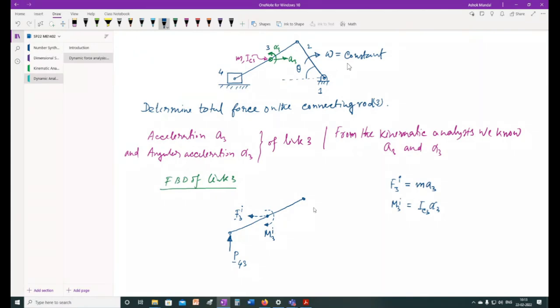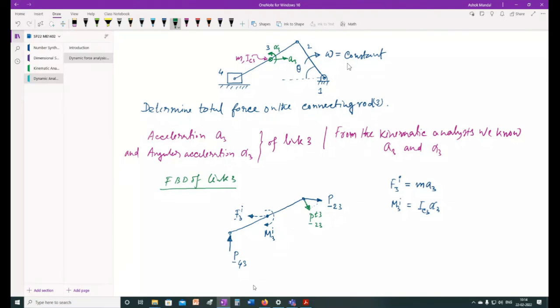Now we have to see what is the joint force acting here. In general, suppose there is a joint force acting here. We are showing it in this direction, though you can show it in another direction also. This is P, the force exerted by link 2 on link 3. And as we did for the combined effects, we find its tangential component, tangential to link. We will call it P23 tangential to 3.